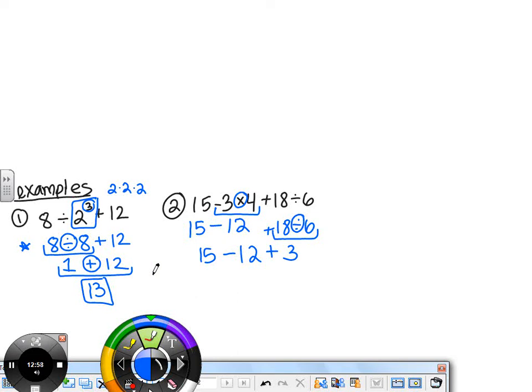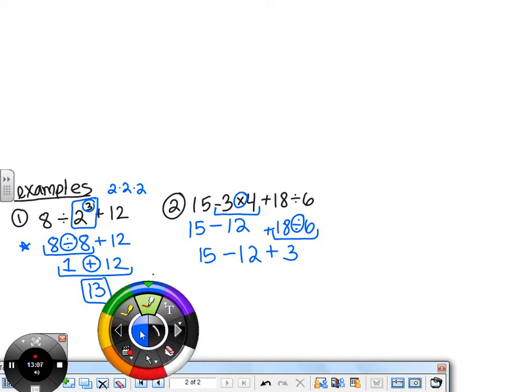The next thing I'm going to do, since I have no more multiplication or division left in my problem, is I'm going to subtract and add from left to right. So when I go to do this from left to right, the first thing I come across is subtraction. So 15 minus 12 would give me 3. I rewrite the rest of the problem. I'm left with an addition problem. 3 plus 3 is going to give me 6.